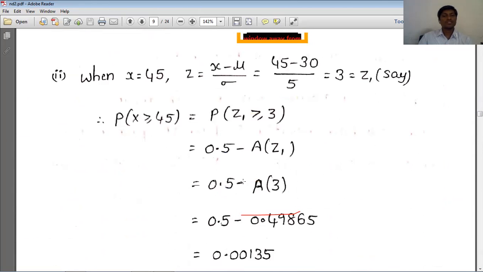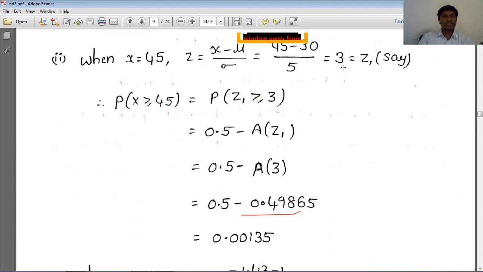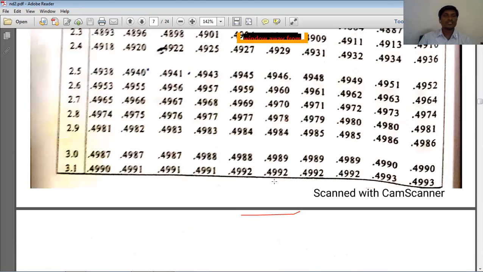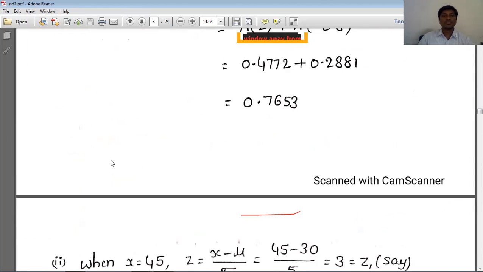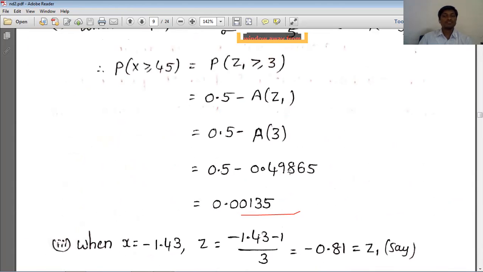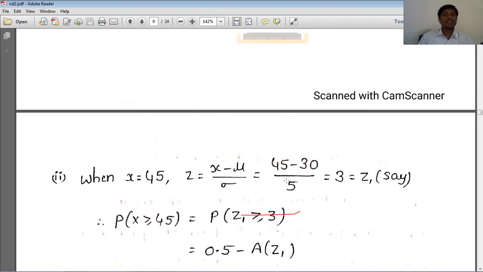Here z1 is 3, and the tabular value, area of 3, is 0.4987. Some textbooks give 0.4987 slightly differently. Next, the third one is the same as the first one.